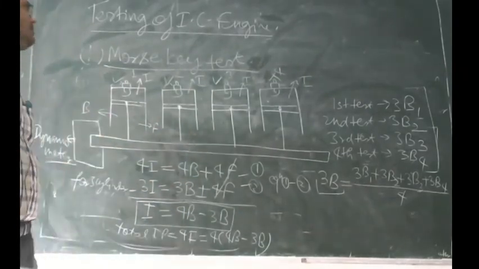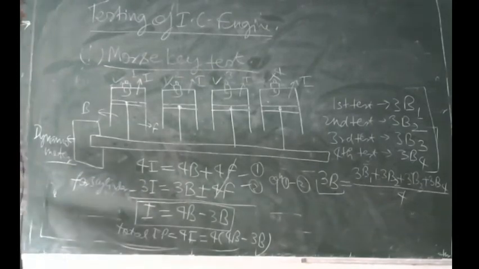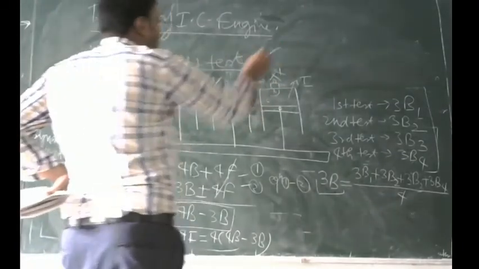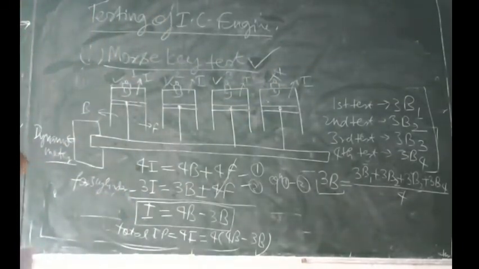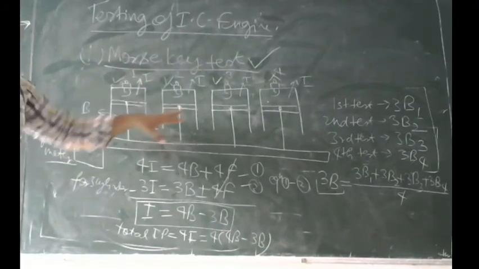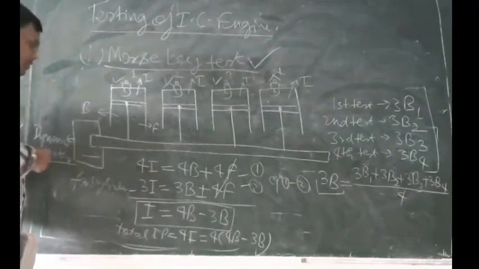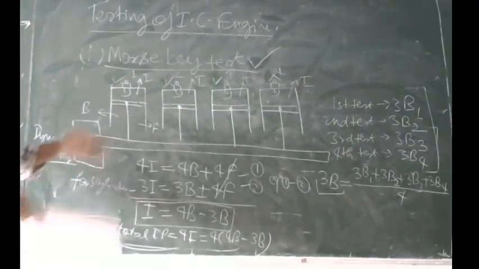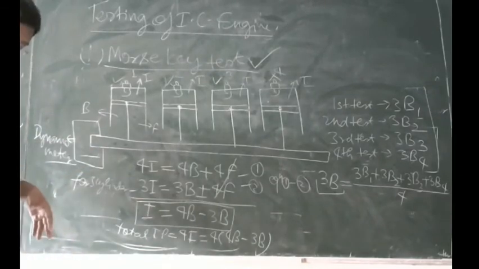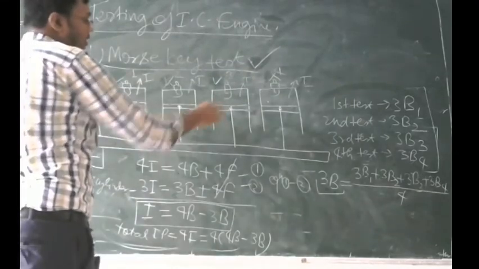Okay. So this is the first testing method, the Morse test. With the help of this test, we have seen that we can easily calculate the indicated power from all the cylinders in the engine. Brake power we can calculate easily by using the dynamometer, but indicated power we cannot calculate by any dynamometer, because it is on the piston. So by this test we can calculate the indicated power from all the cylinders of the engine.